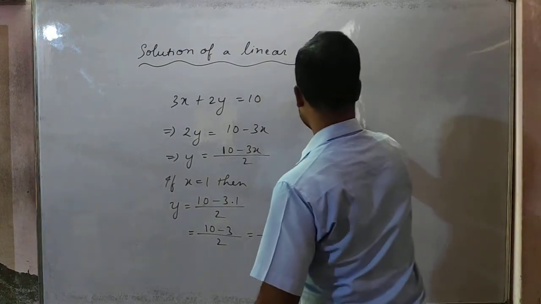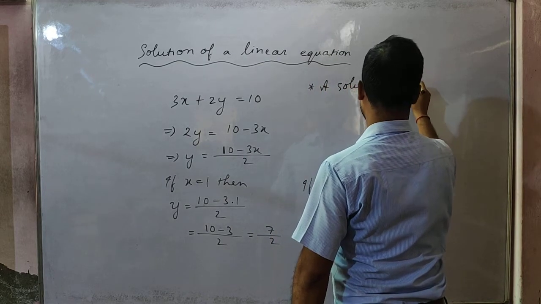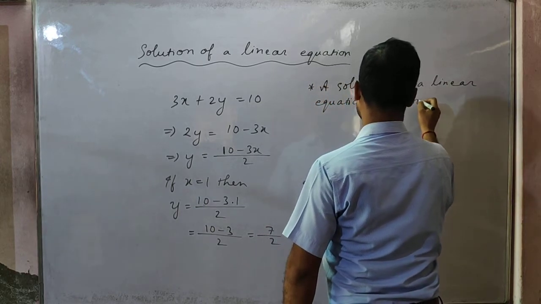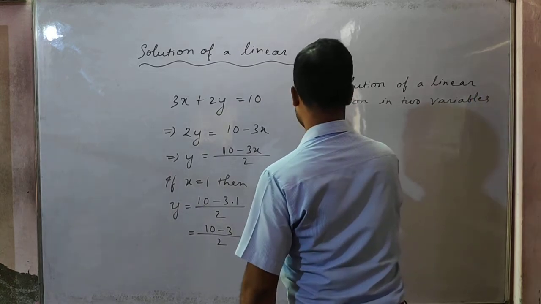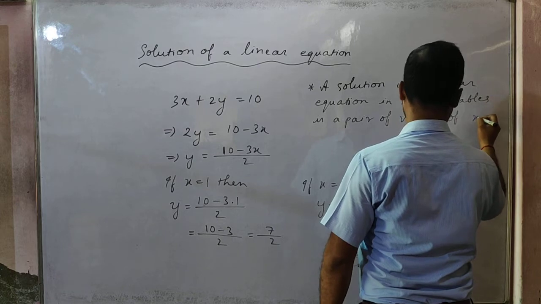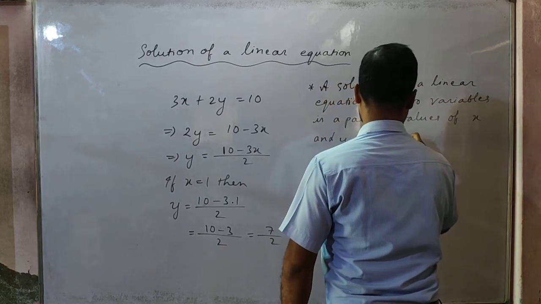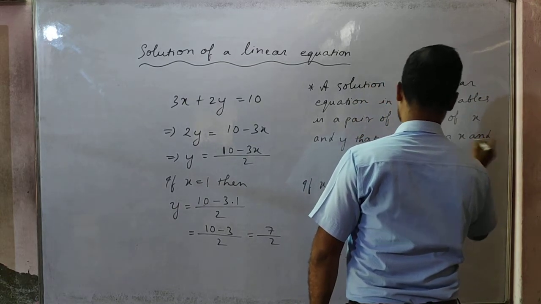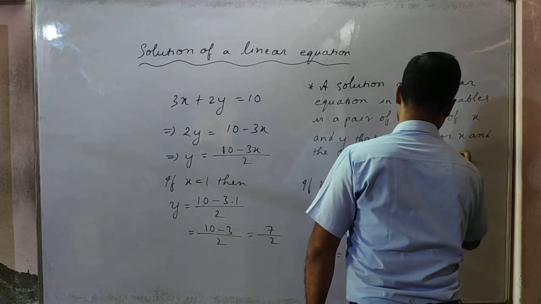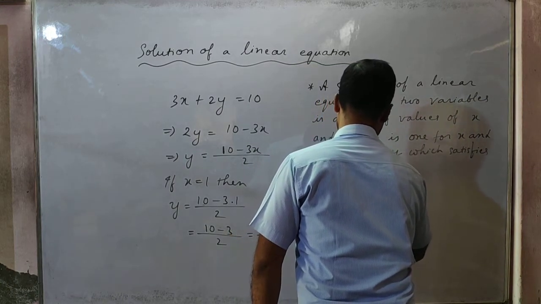So students, how will you define a solution? A solution of a linear equation in two variables is a pair of values of x and y, that is, one for x and the other for y, which satisfies the given equation.